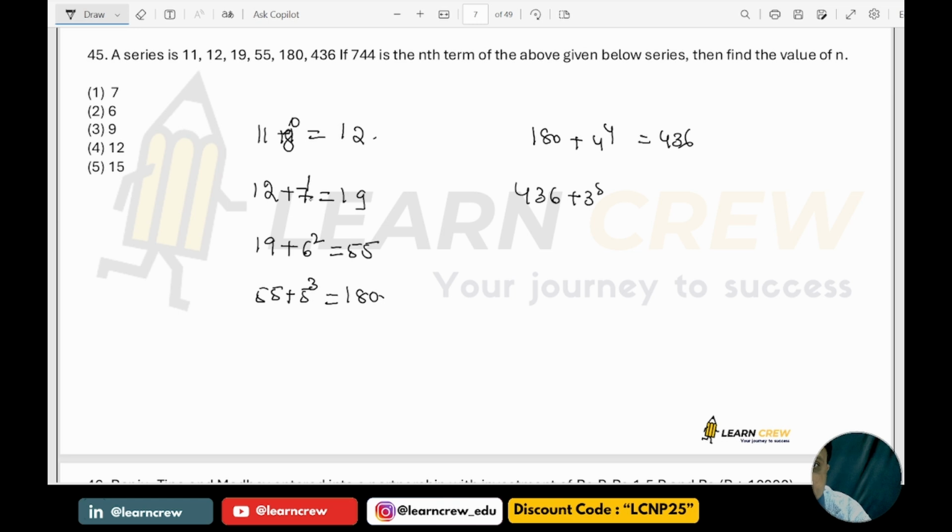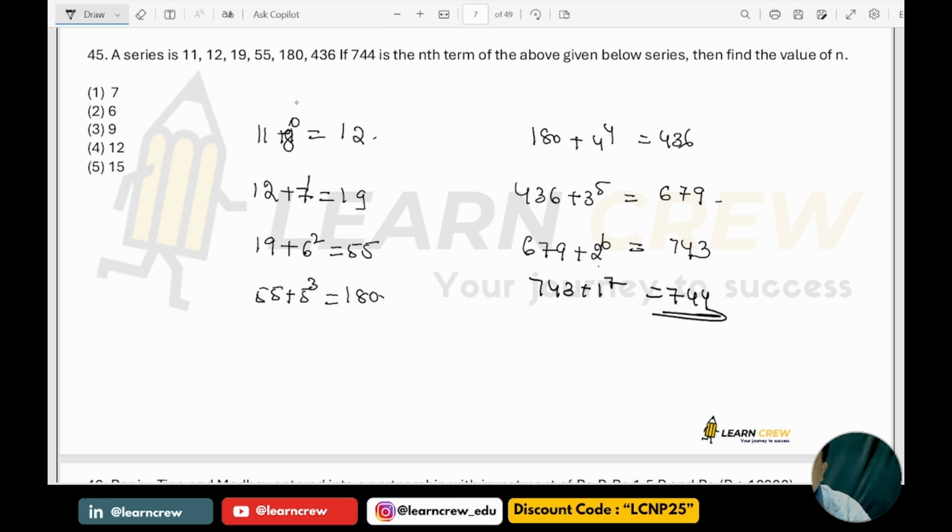8, 7, 6, 5, 4, 3, 3 power 5. 436 plus 81 is how much? 679. 3 power 5 is 243. So now 679 plus 2 power 6. 679 plus 64 is 743. 743 plus 1 power 7 is 744.